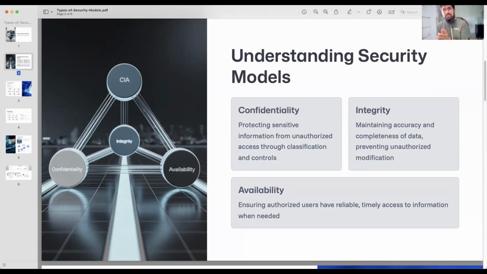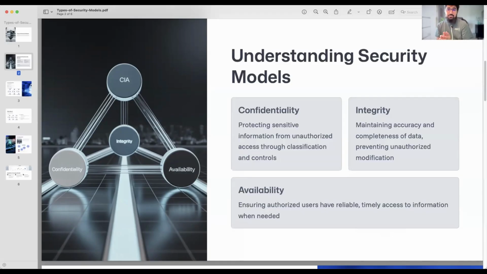The second thing is called integrity. It means assuring the accuracy and completeness of the data over its entire life cycle, preventing unauthorized modification, of course. So authorized people can modify, unauthorized cannot. Unauthorized modification of information has to be prevented through validation mechanisms, right?